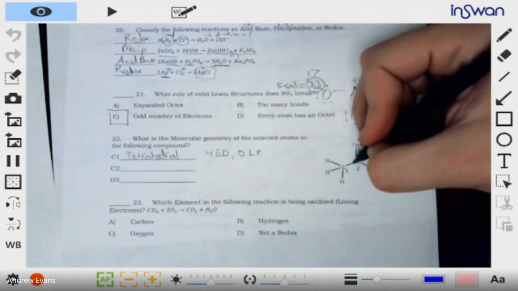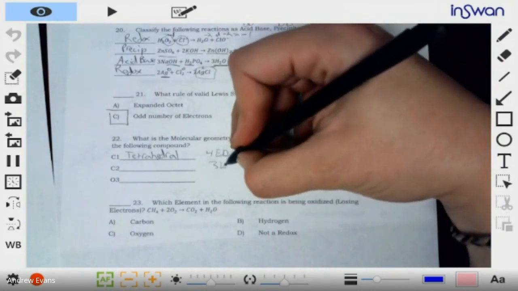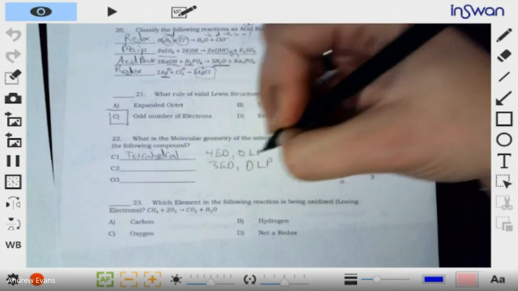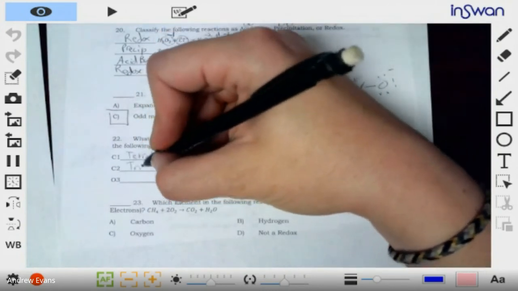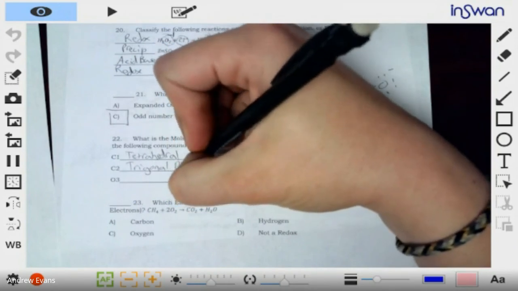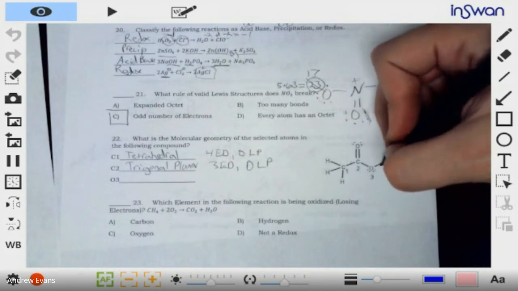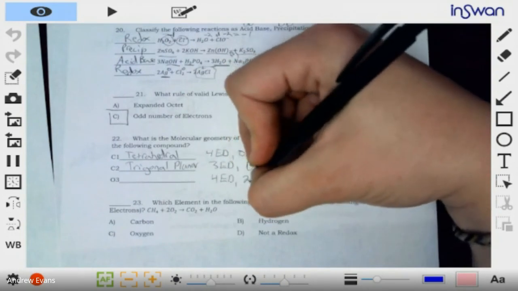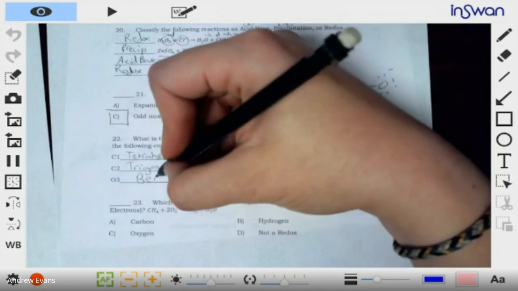This carbon has 1, 2, 3 things coming off it, 3 electron domains. How many of them are lone pairs? 0 lone pairs. All the lone pairs are on the oxygen. So what is its shape? It is trigonal planar. Now this oxygen has how many things coming off of it? 1, 2, 3, 4. 4 electron domains. But it's 2 lone pairs. So it's not tetrahedral, it is bent or angular. That's how you do it.